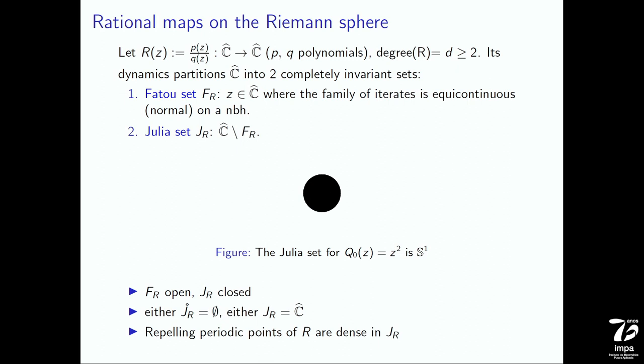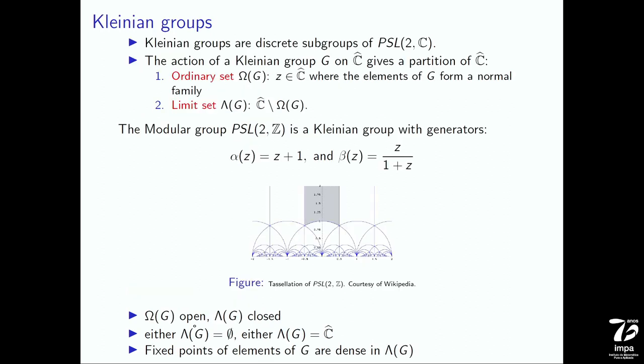Now, changing world, we can enter the world of Kleinian groups. Kleinian groups are discrete subgroups of PSL2C. And the action of a Kleinian group on the Riemann sphere also gives a partition of the Riemann sphere into two completely invariant subsets. One is the domain of normality, which here is called the ordinary set, or the discontinuous set. And the other is the complement, which is the limit set.